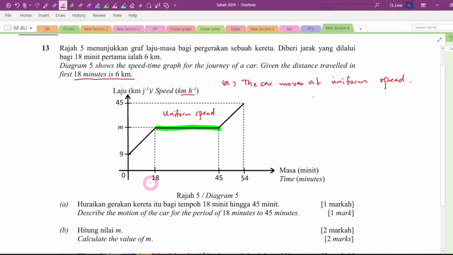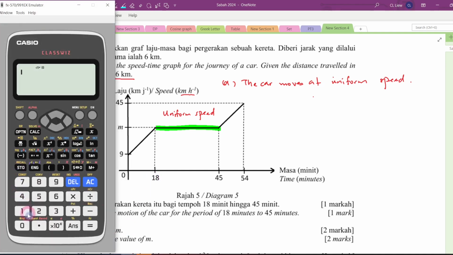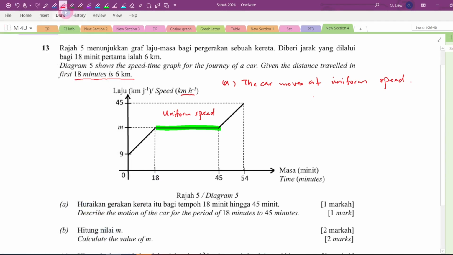So how do we change this minutes to hour? We just divide this number by 60, right? 18 divided by 60, 0.3. So this is 0.3 hours. Okay, do the same thing for the rest. 45 divided by 60, you will get 0.75. 54 divided by 60, you will get 0.9.